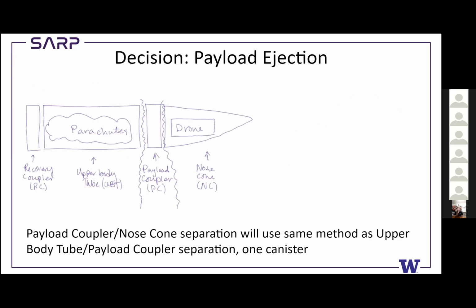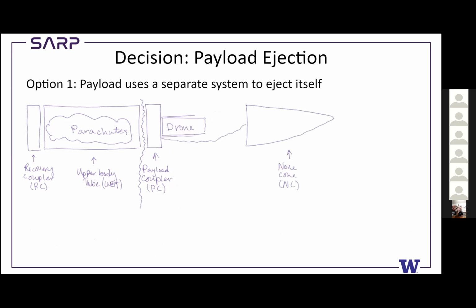Next slide. Now moving on to the payload ejection. What has pretty much been decided is that there will be 2 ejections. First, the nose cone will eject from the payload coupler. This option is to have the drone be deployed by payload in some undetermined manner as of yet, and we would not actually be involved in that. We would just use whatever system we decide on to pressurize the nose cone and eject the nose cone.